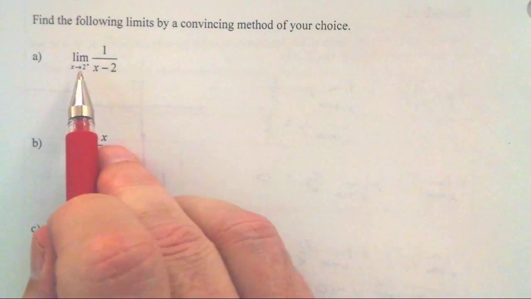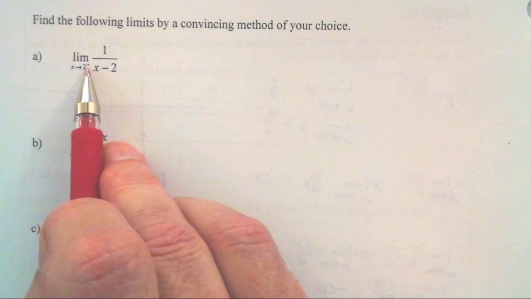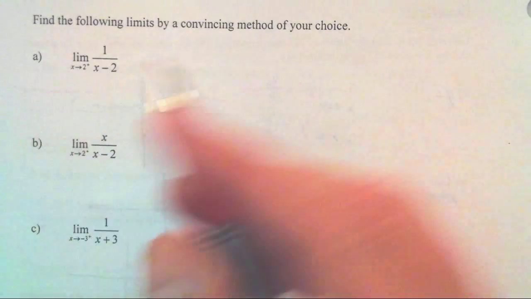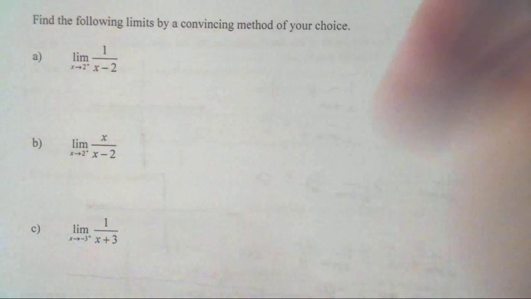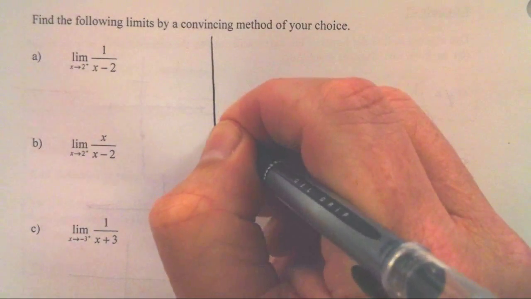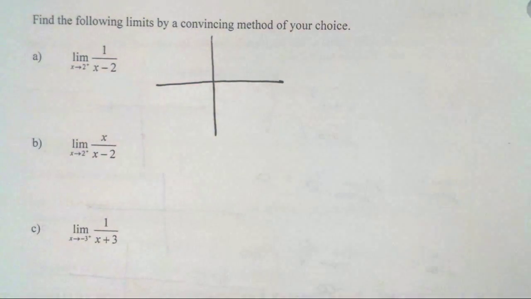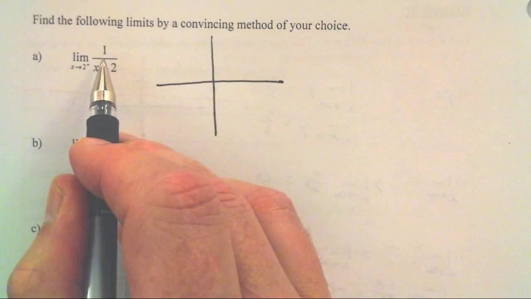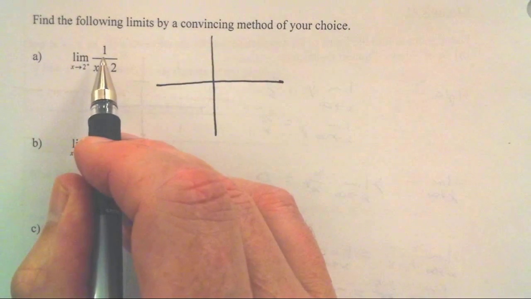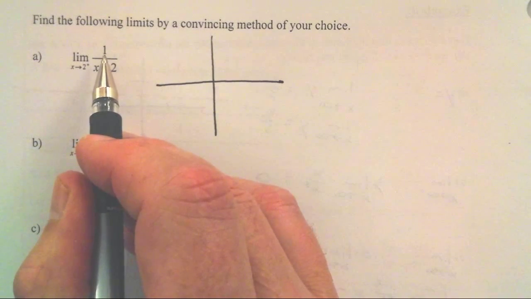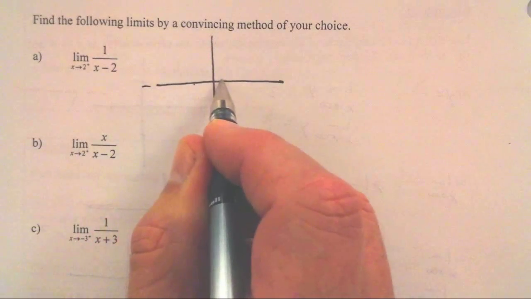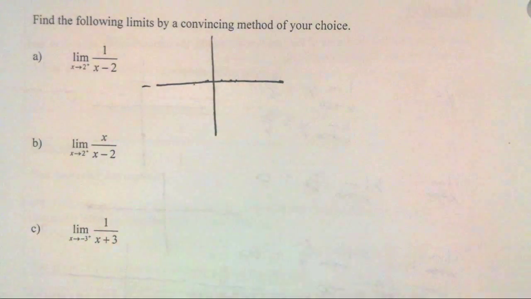So this says, find the limit as x approaches 2 from the right. If we're going to graph this guy, things I'm going to do. I'm going to set the numerator equal to 0. Well, 1 can't be 0. The only way a fraction can be 0 is if the numerator is 0. So we're never going to hit 0. Doesn't mean that's an asymptote yet, but it might be.